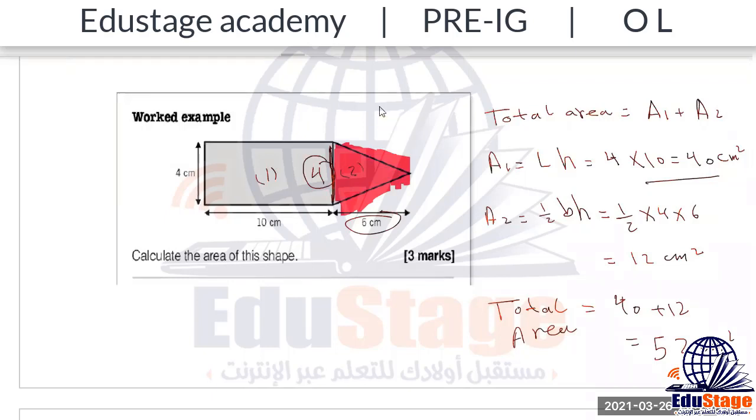So guys, again, the total area here equals A1 plus A2, where A1 is a rectangle and A2 is a triangle. Then you find the total. The area of the rectangle is length times width, or base times height. Then 4 times 10 equals 40 square centimeters. And the area of the triangle is half BH, half the base times the height. Here the base is 4 and the height is 6, then half times 4 times 6 equals 12. Then you find the total, the sum, which equals 52 square centimeters.